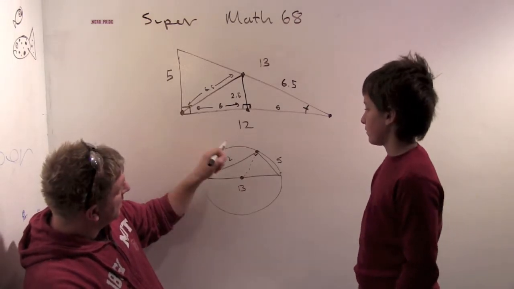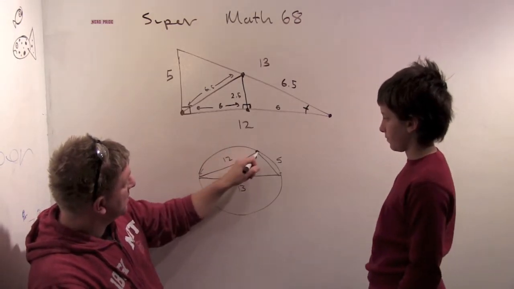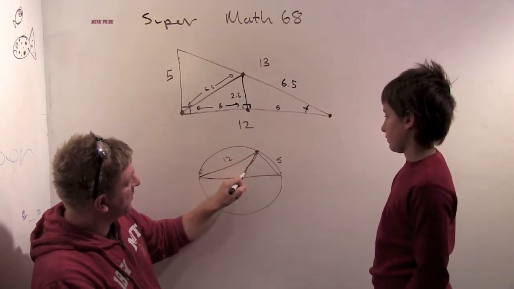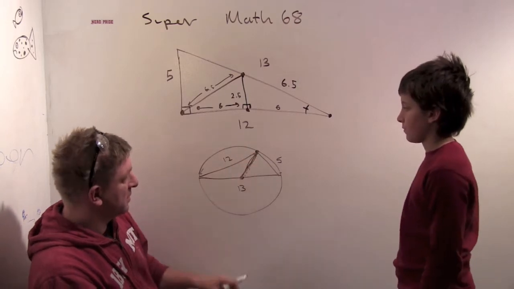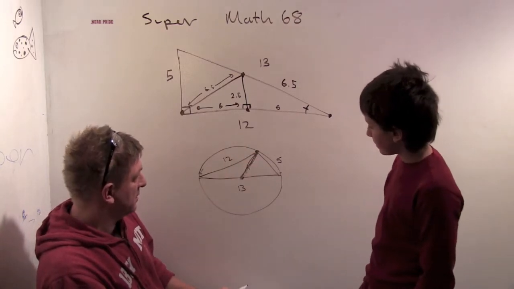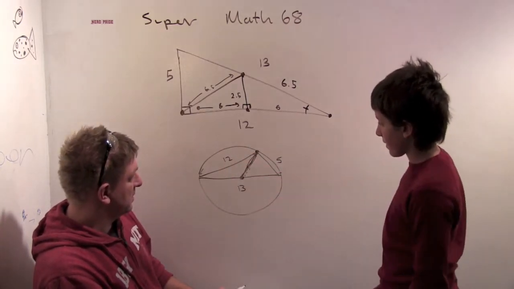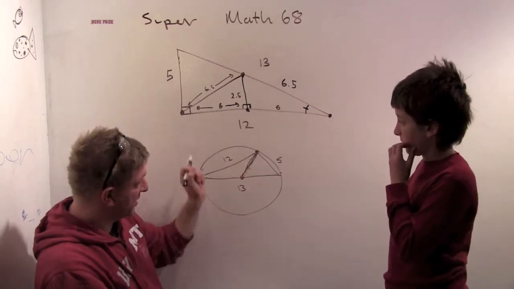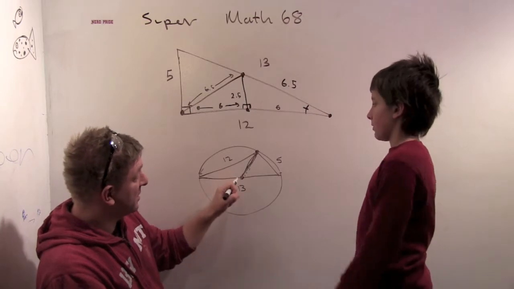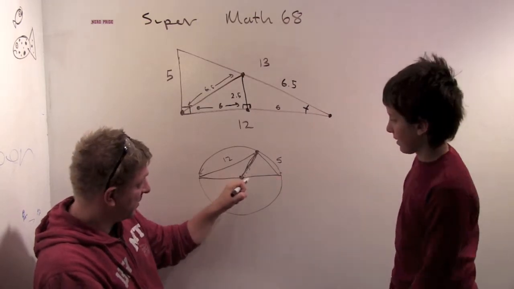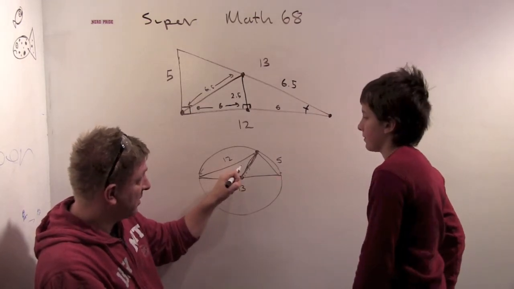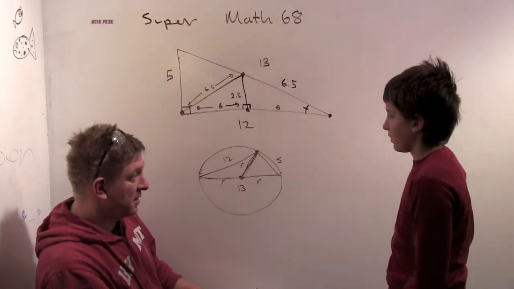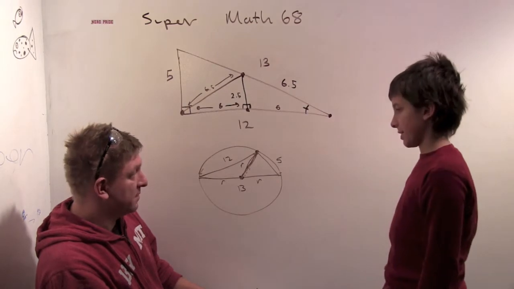When I draw a line segment to the middle, what do you notice about that line segment? That's the median. Right, it's the median, but what else is it in this picture? It's the radius. It's going to the middle of the hypotenuse, which is the center of the circle. That's half the diameter. So all of these things are the radius. And the diameter is 13, so the radius is 6.5.